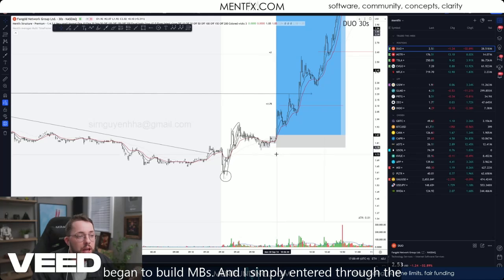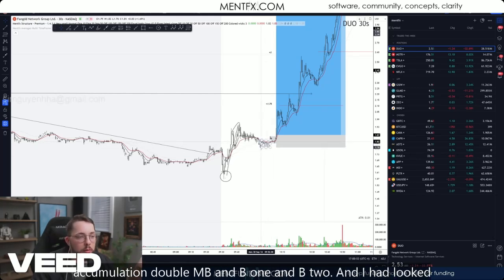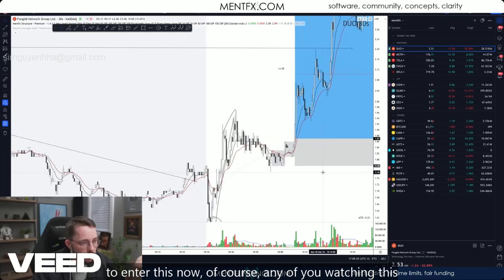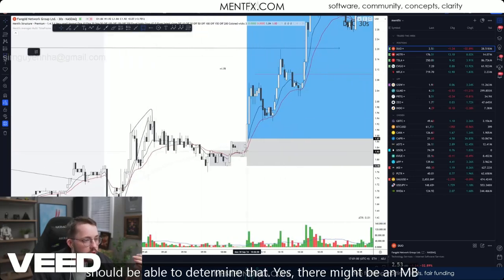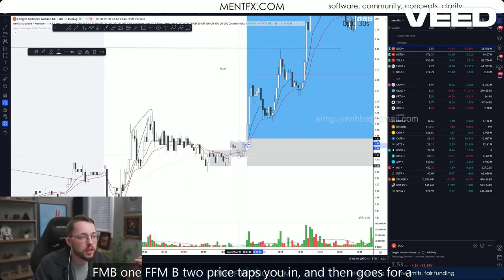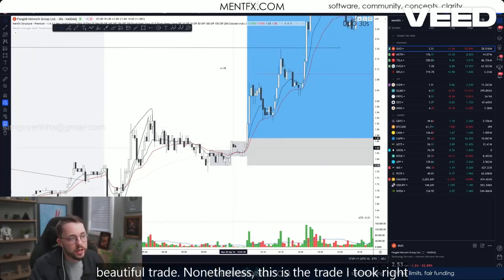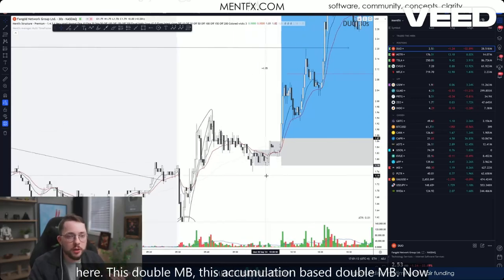And I simply entered through the formation of what I believe to be the true accumulation double MB. MB1, MB2, and I had looked to enter this. Now, of course, any of you watching this should be able to determine that, yes, there might be an MB1, MB2 here. This in itself could be a valid entry. FMB1, FFMB2, price taps you in, and then goes for a beautiful trade. Nonetheless, this is the trade I took right here, this accumulation-based double MB.